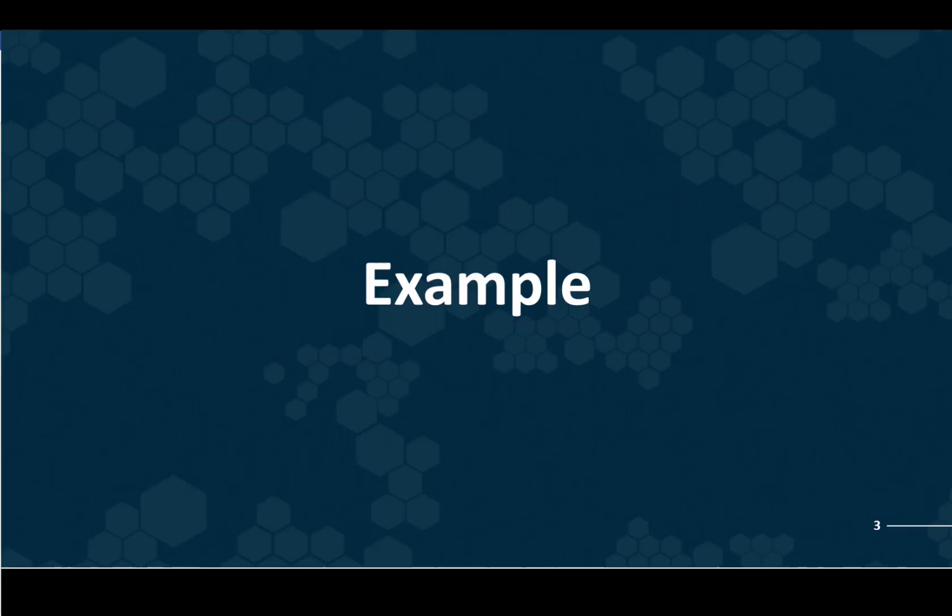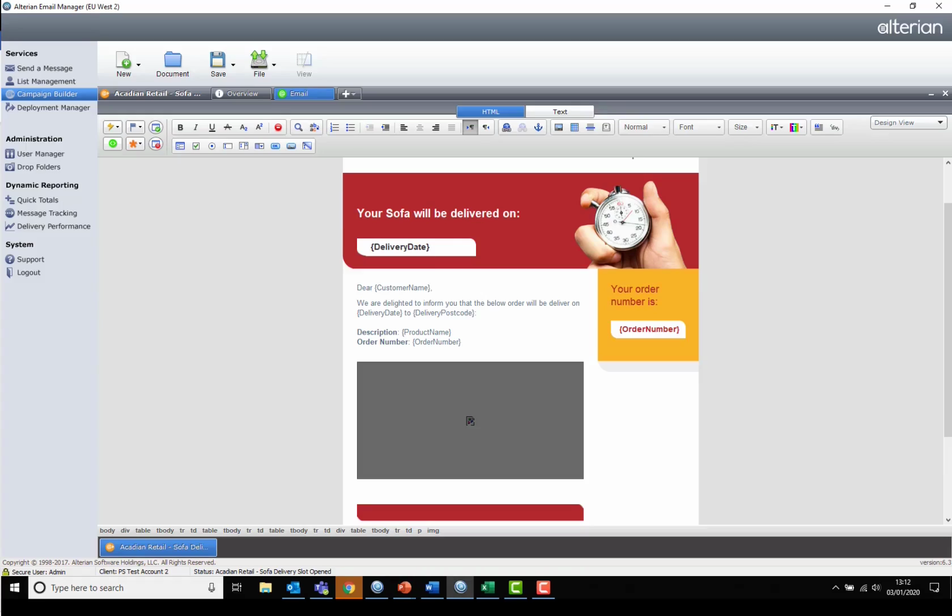So I'm going to go ahead and open up Email Manager and take you through an example of how you might want to do this. So here I've got a simple email that's a confirmation of a sofa being delivered. Obviously all the products and order numbers and customer names are all going to be variable, but also the image of the sofa will also be set as a variable depending on what they've purchased.